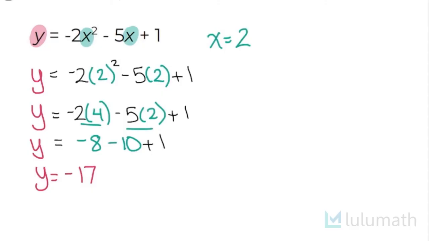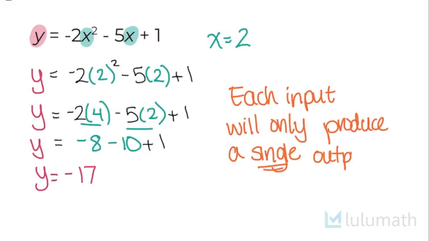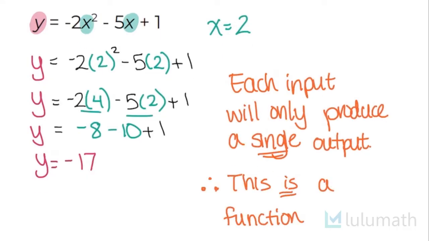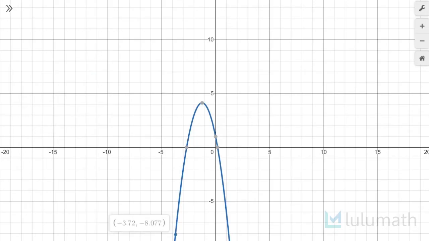So I want to know, will this always happen? And it will, because negative 2 times some number squared minus 5 times whatever number it is that you're using plus 1 will only result in a single answer. Therefore, this is a function. And if you see, no matter what my input is, I only get one output, no matter where I am on my graph. All right, let's take a look at this next example.